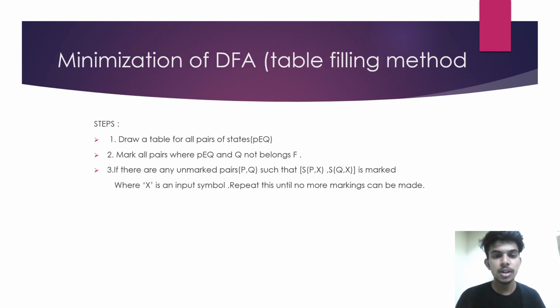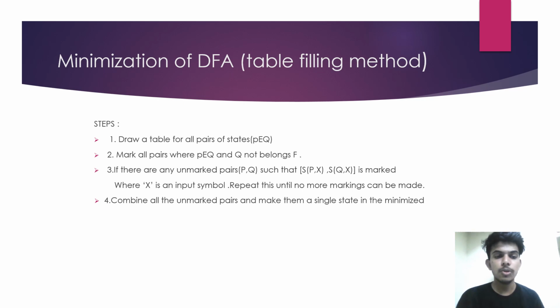Coming to the third step, when there are any unmarked pairs, we have to check once more, and if the condition is true, we have to mark that pair. And next, the fourth point: combine all the unmarked pairs and make them a single state in the minimized DFA. We combine all these unmarked pairs and draw the DFA. And we will see how to solve this minimization of DFA using the table filling method. Let us see.